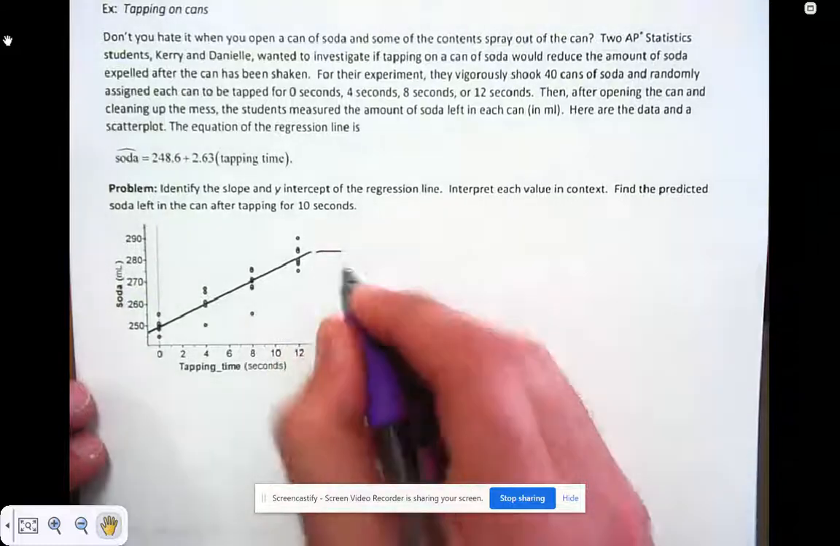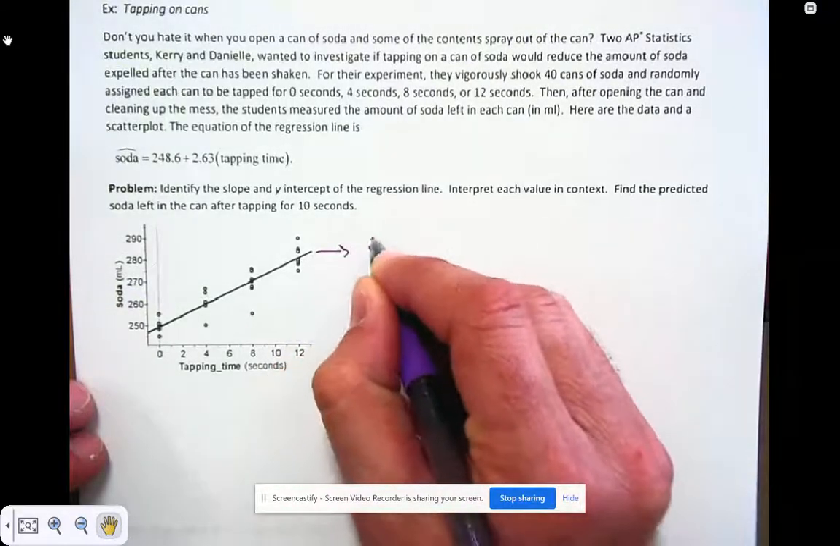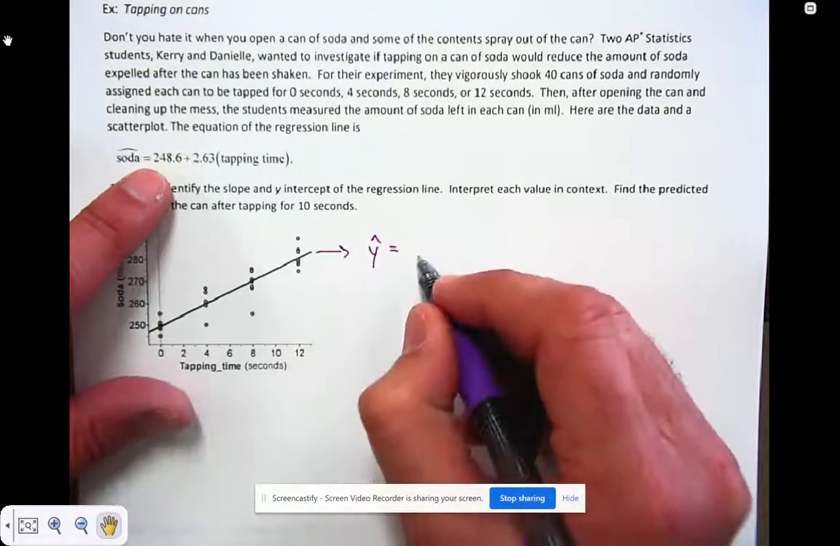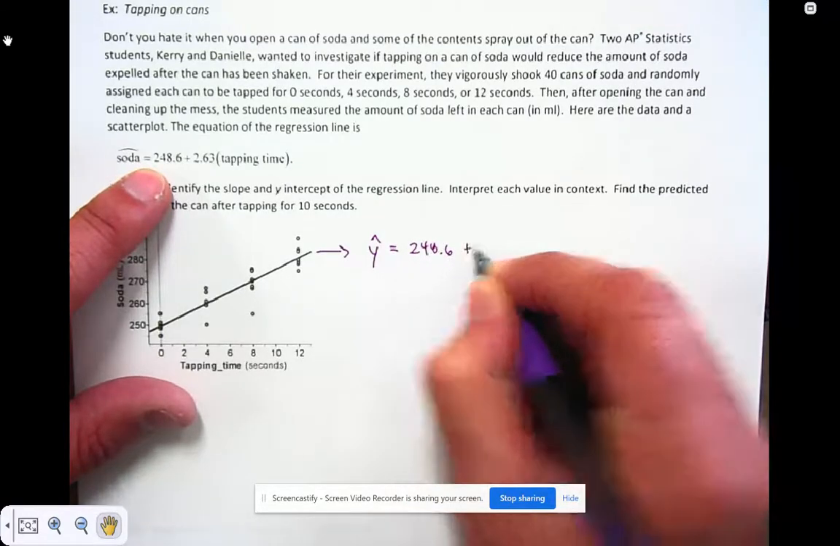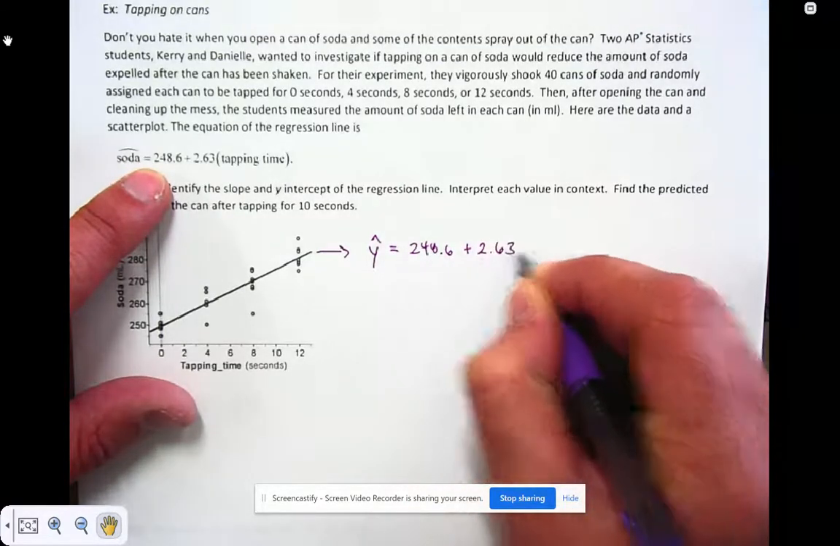This line right here is y hat equals, from above, 248.6 plus 2.63x.